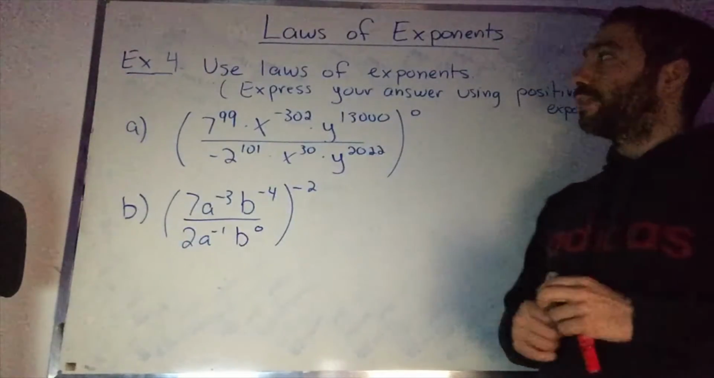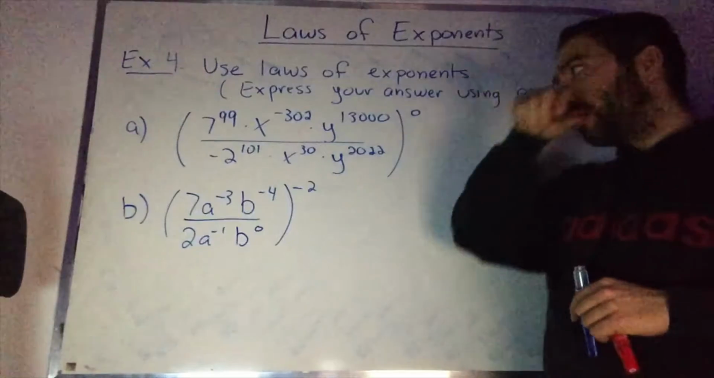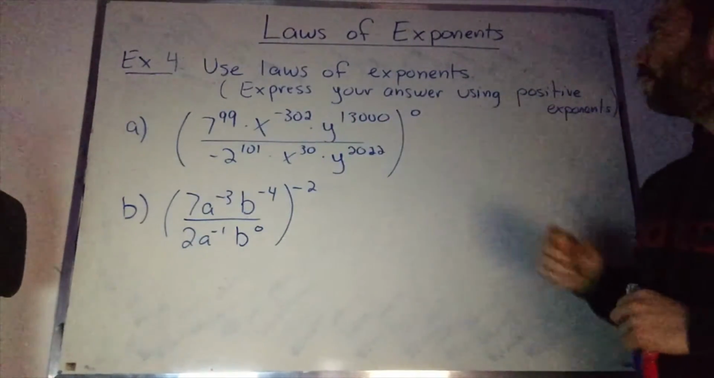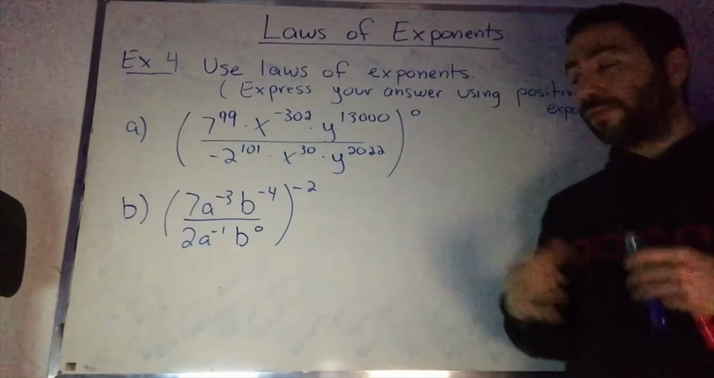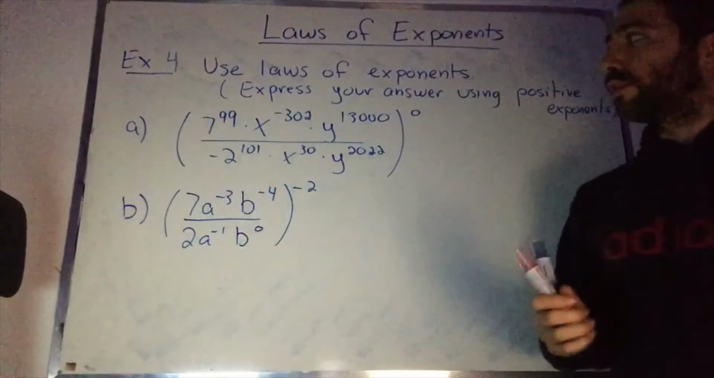Okay, so let's take a look at example 4. Here it's asking us to use the laws of exponents to solve the following expressions. And it says also to express your answer using positive exponents. So you always have to simplify. Do not leave your answer with negative exponents. Math teachers don't like that. Okay, so let's look at A.